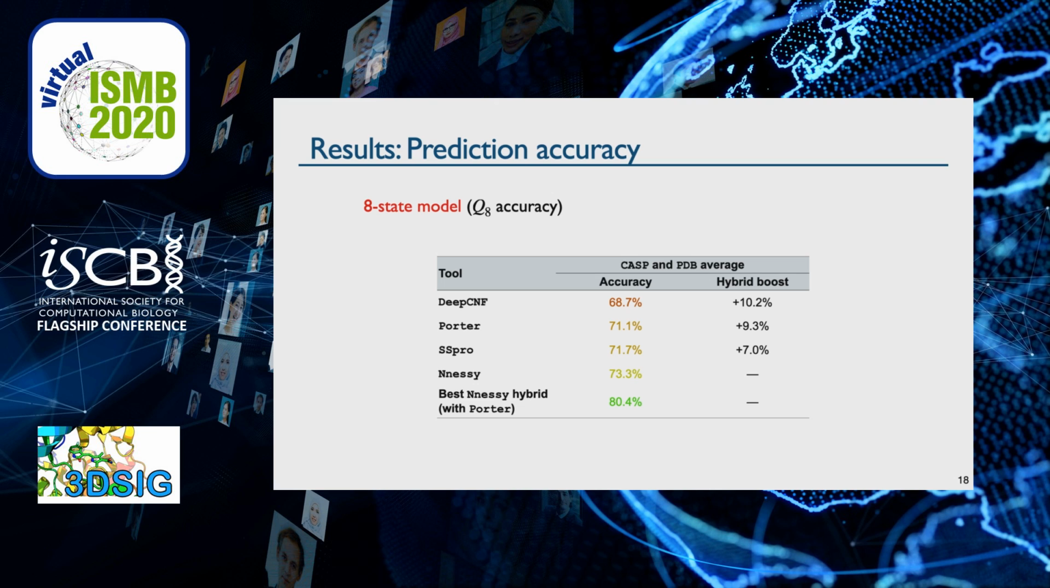Hybridizing each tool with NESI yields a significant boost in accuracy, where the best NESI hybrid is with Porter, and it achieves 80.4% accuracy, which is more than 7% higher than the best single tool.